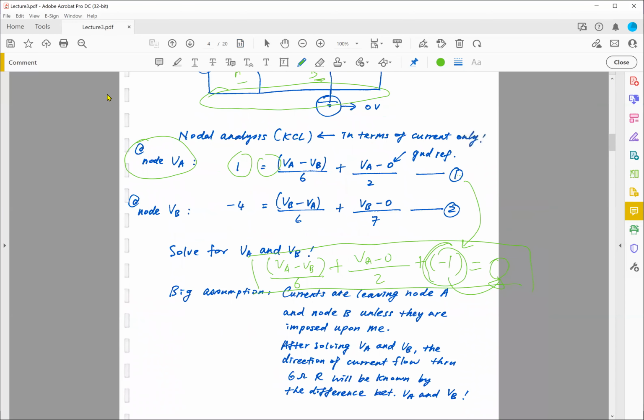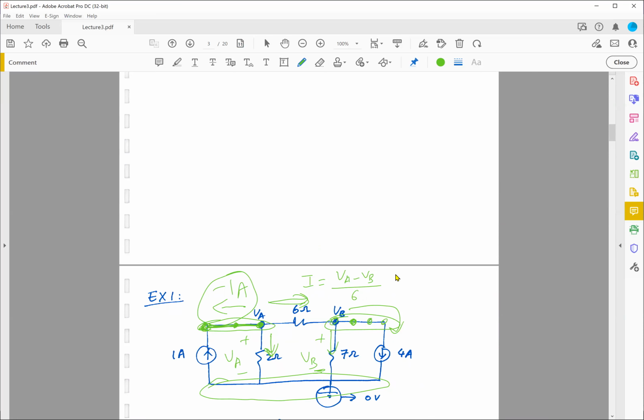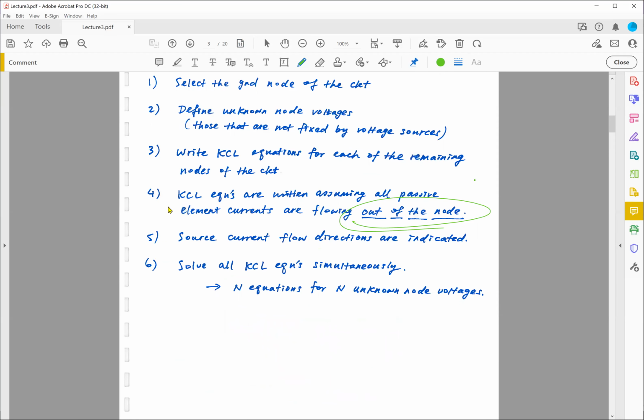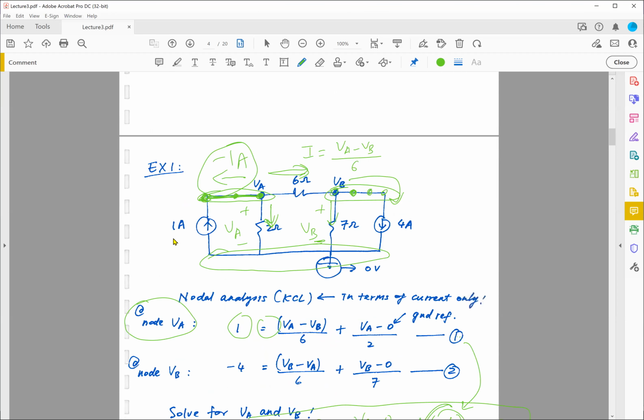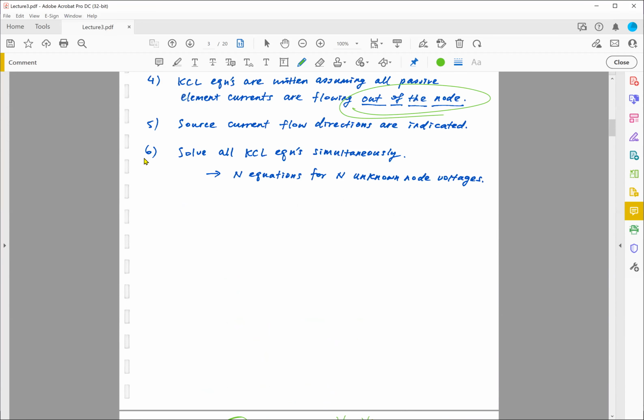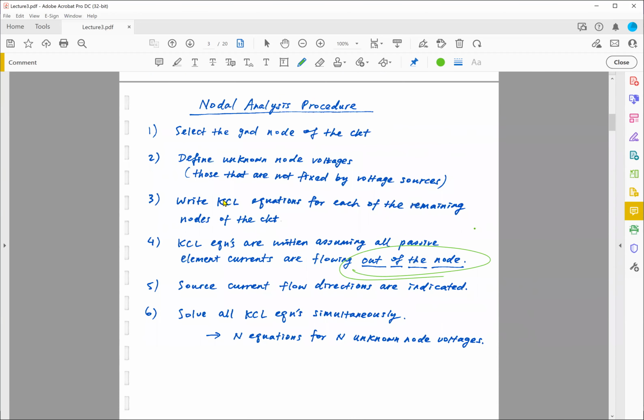Okay, so this is example number 1. So now if I go back to this list, we were talking about step number 4, assuming the currents are flowing out of the node. And number 5 is pretty straightforward because we know that the source current flow directions are set by whatever is given to you, imposed upon you. And number 6, after you have written all the equations, you just have to solve for the unknowns. So I hope these steps here are clear.